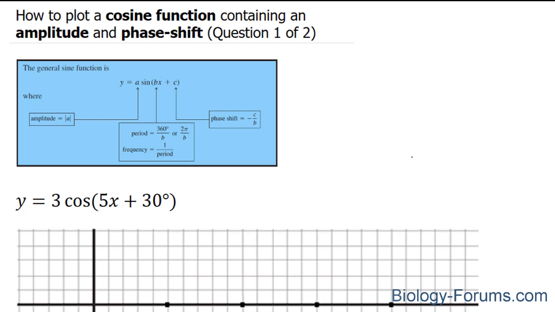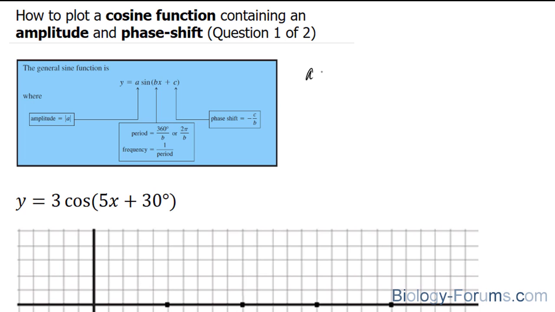In this demonstration, I will show you how to plot a cosine function containing an amplitude and phase shift. This will be question 1 of 2. The first thing that you have to do when it comes to graphing a cosine function is to identify your a, b, and c value. Your a value is the leading coefficient. It is the number that is in front of the trigonometric function.